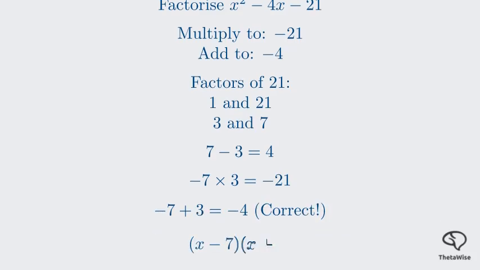We place these into our brackets with x. A common mistake is getting the signs the wrong way round. If we had used positive 7 and negative 3, the middle term would have been positive 4x. Always double-check your addition at the end to ensure the sign of the middle term matches the original expression.